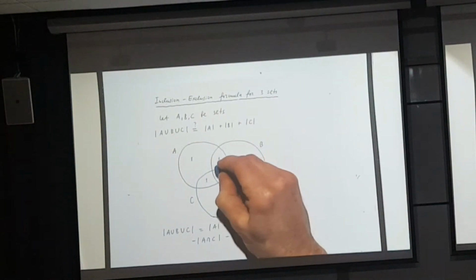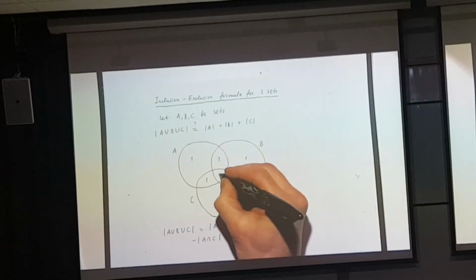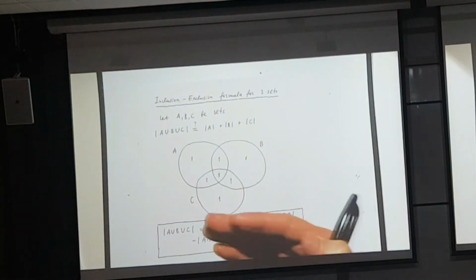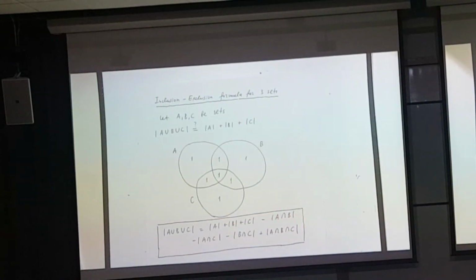Now they're counted exactly once, and this is what we have derived, called the inclusion-exclusion formula for 3 sets. It's called inclusion-exclusion because there are alternating signs here: you need to exclude certain sets, and then you need to include certain ones again.